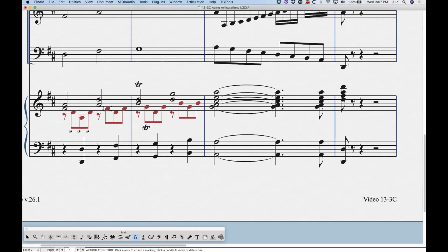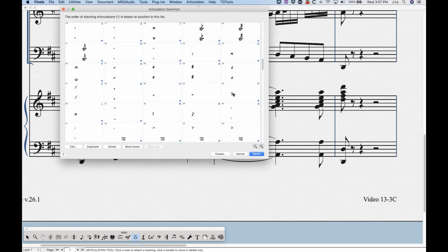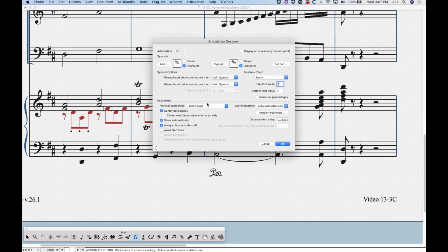And then finally below note, we have that setting as well. And below note will primarily be used for things like the pedal marking, and you can see that it will always go below, and it's set to below note. And again, with the pedal marking specifically, these are legitimately good options to have set. You always want it centered, you always want it stacked, you always want it outside the staff, right? So that's why those would be checked for the pedal mark.